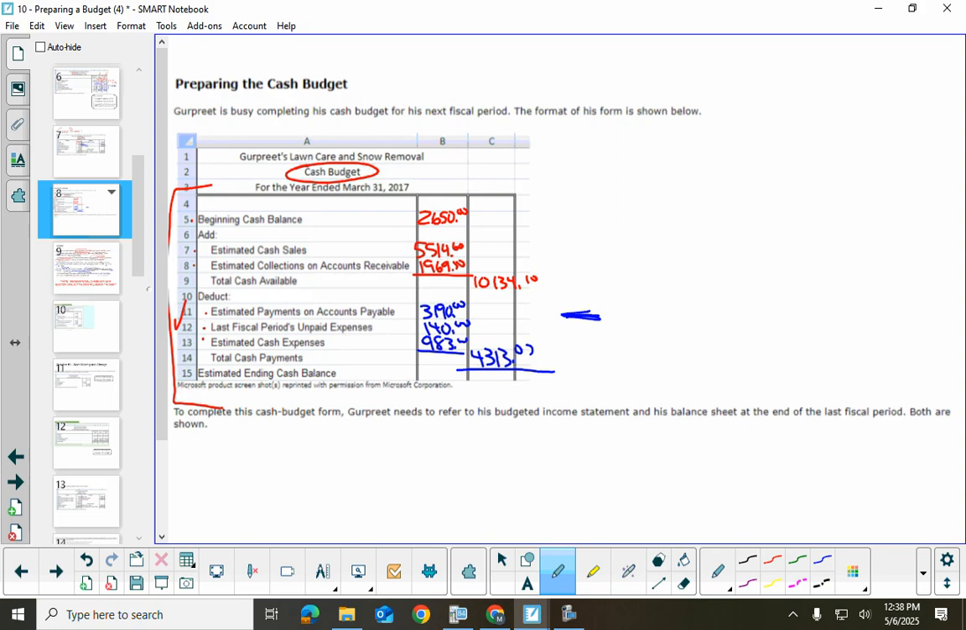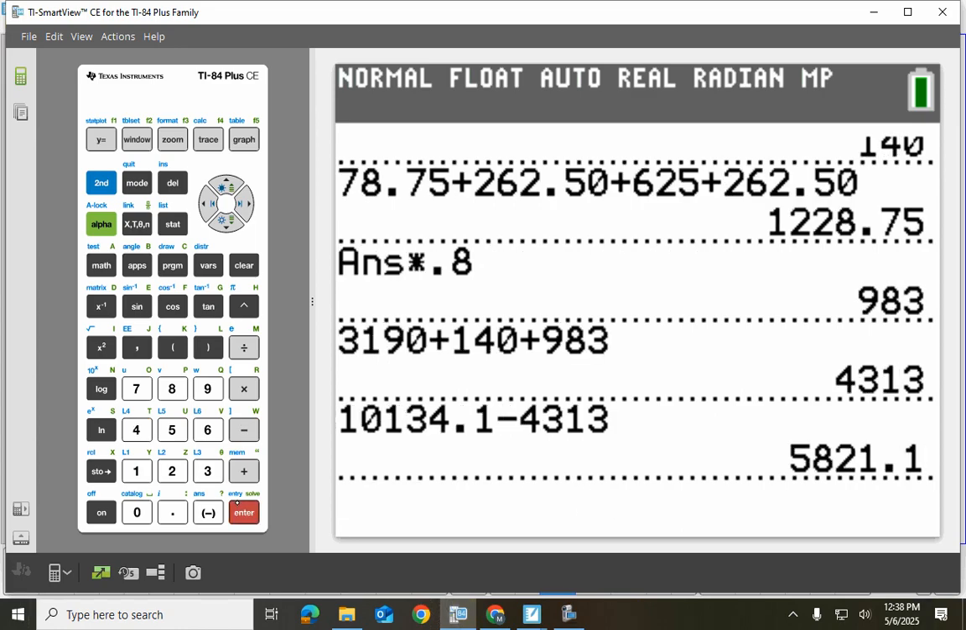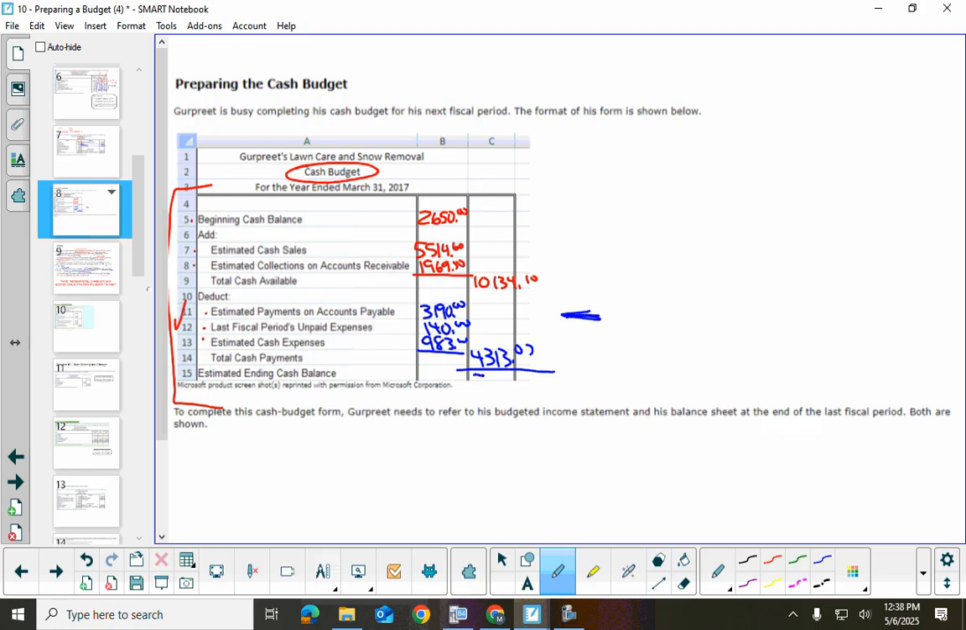So 10,134.10 minus 4313. And we get 5821.10. So what does that number represent? That's what he thinks he will have in cash on hand. In other words, if he has a separate savings account, like a cash account, that's what he's predicting he will have.